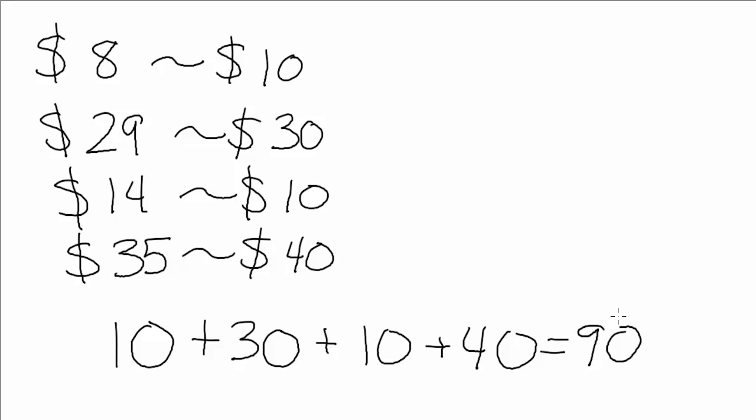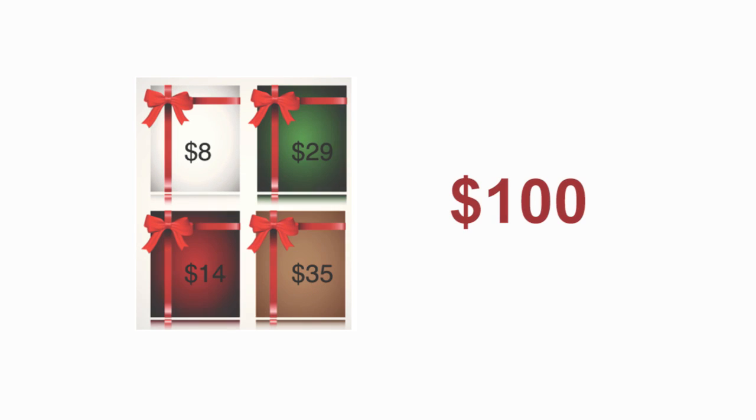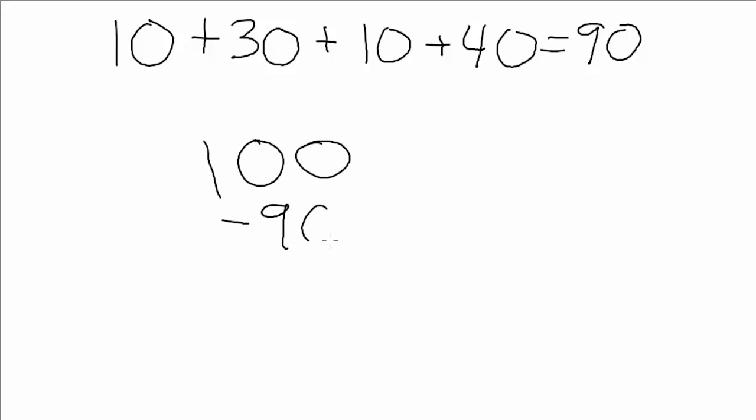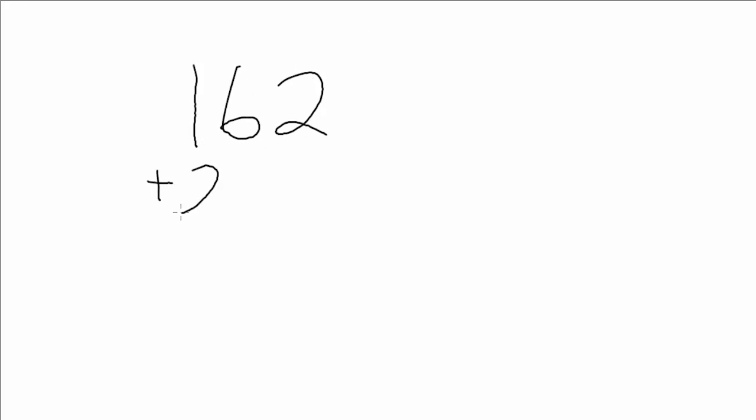Let's look back at the situation to see if we've arrived at our answer. If John's mother paid with a $100 bill, about how much change can she expect to get back? We need to subtract our estimated total cost from the $100 that she pays to see how much change she will receive. We see that she receives $10. Let's look at another addition problem to review these steps.